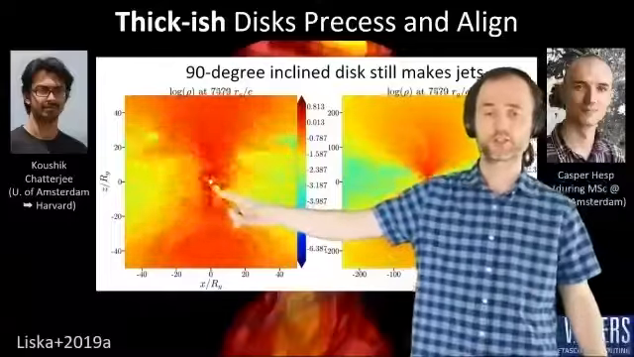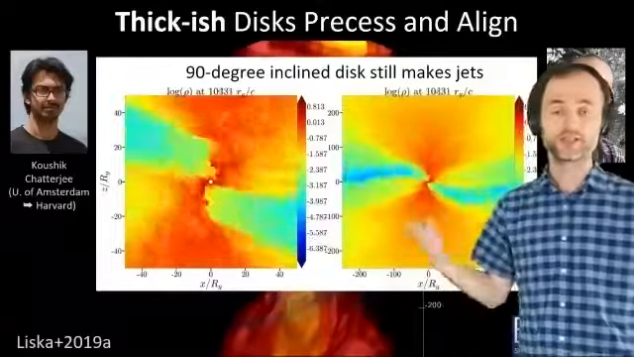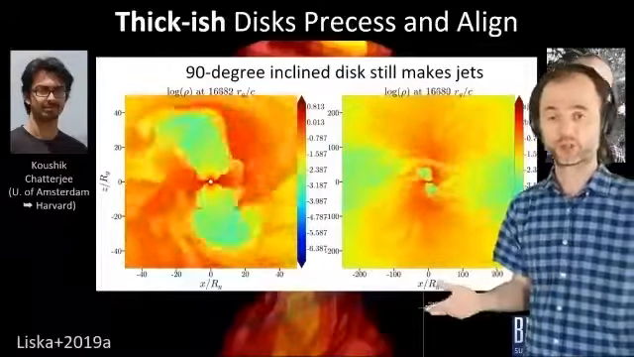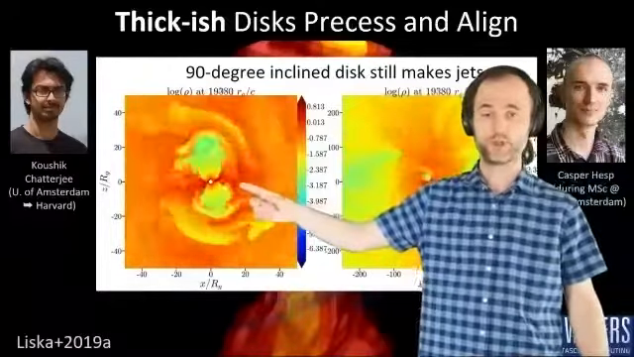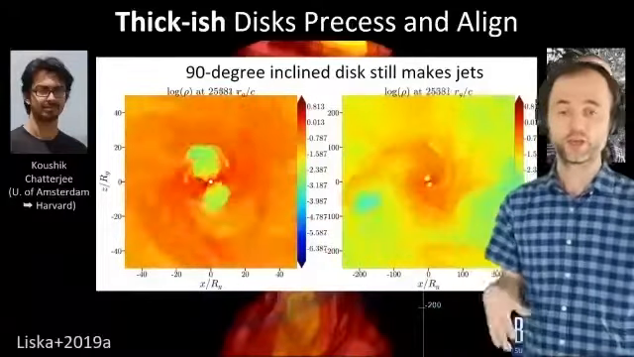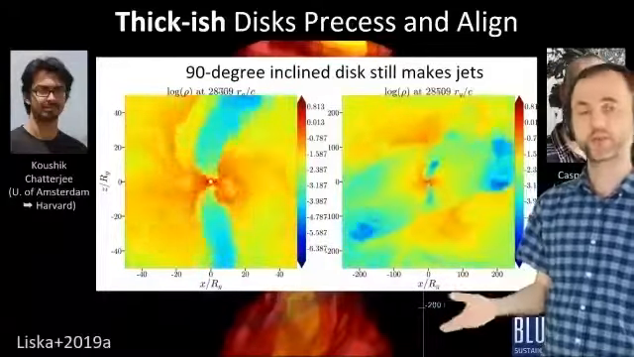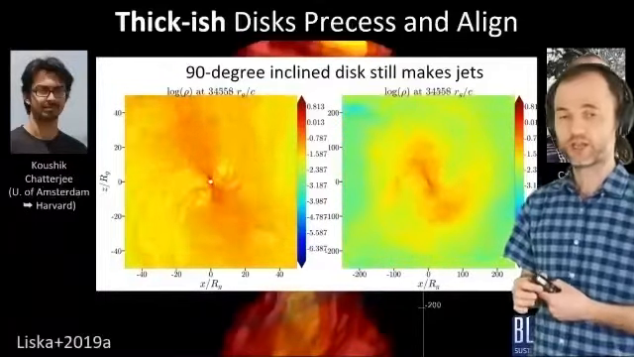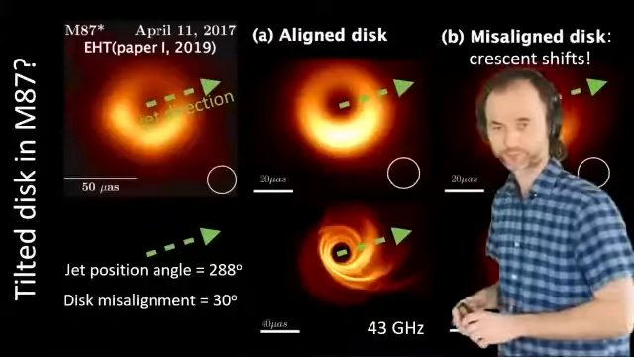You can consider a disk tilt of 90 degrees, where you would expect perhaps for there to be no jet at all. But this is an example of a simulation carried out by Kaushik Chatterjee. There is still a jet over there. We're still trying to digest what exactly is happening here, which way the jet points. But there is definitely a jet, and it's definitely a lot of fun.